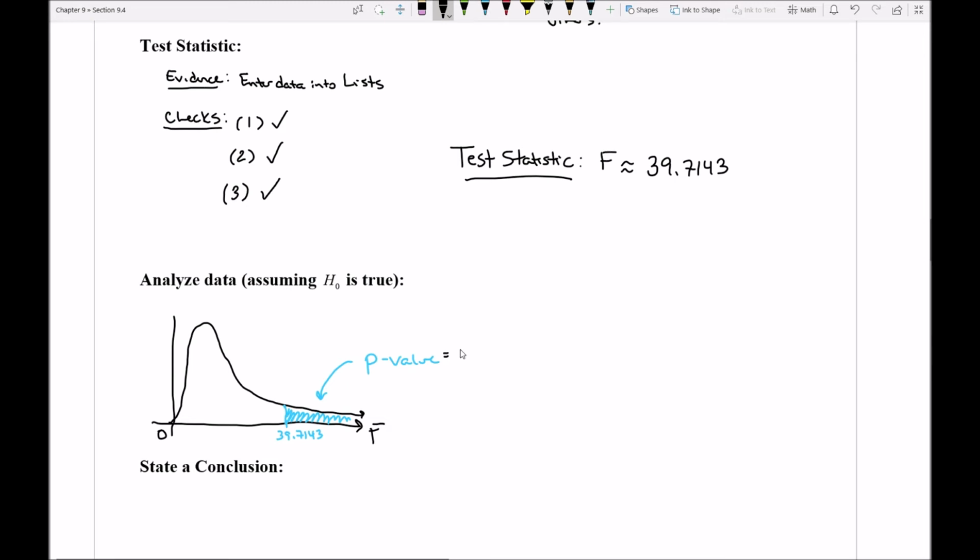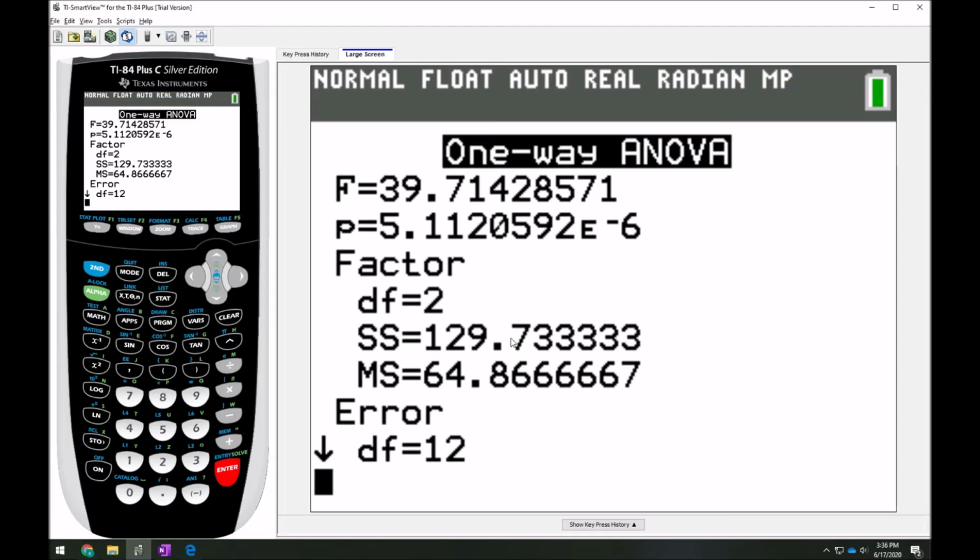And I know that I can set this up as the probability that I would calculate an F that is greater than 39.7143. Now, it's actually possible to compute this value directly using an F distribution, which you could find on your calculator underneath the distributions menu. Again, though, the p-value is already being given to us.